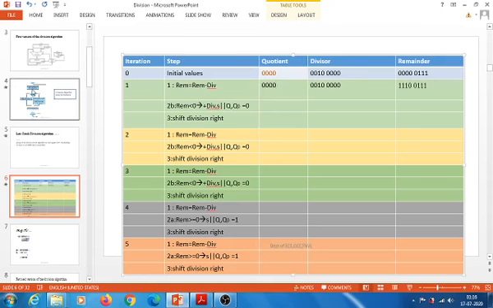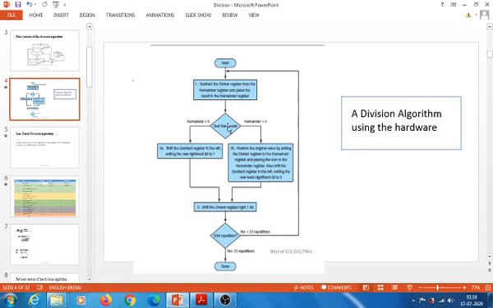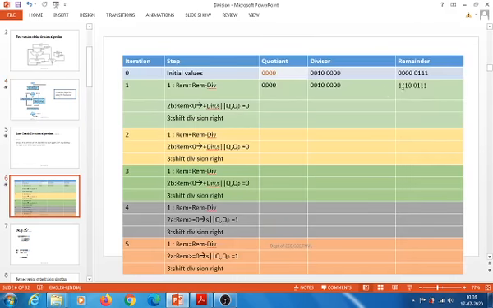Now we have come to the second point of this algorithm, that is we need to check whether the remainder is greater than or equal to 0 or less than 0. Okay. So how can we check? We can check the most significant bit. If we check this most significant bit, it is 1. So obviously if it is 1, it means it is negative, because in signed integers, if the most significant bit is 1, it is negative. If it is 0, then it will be positive. Okay.